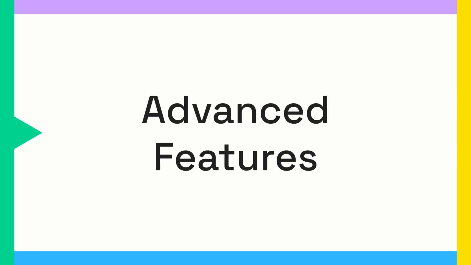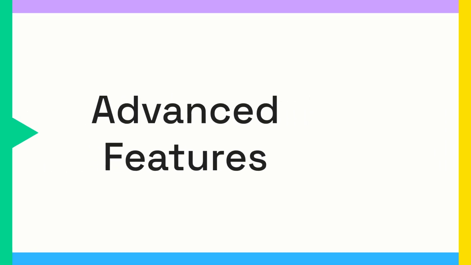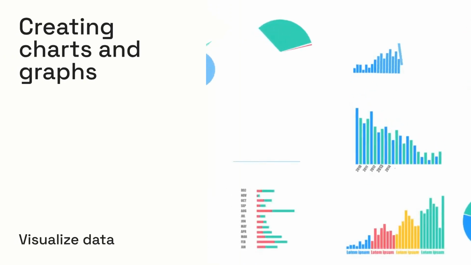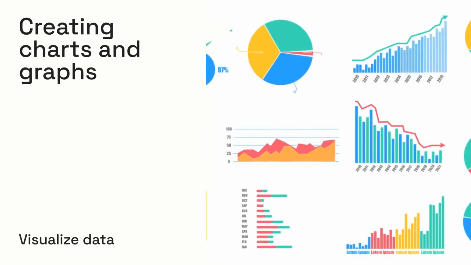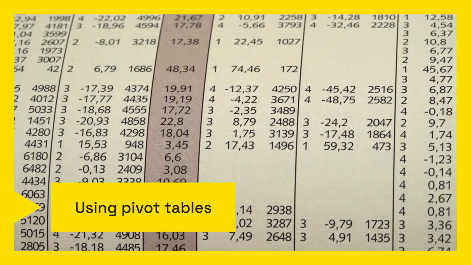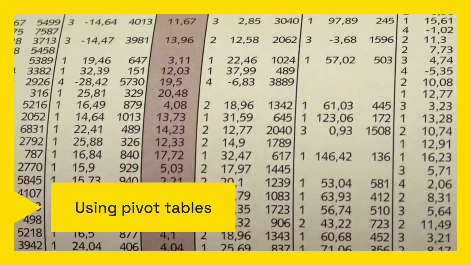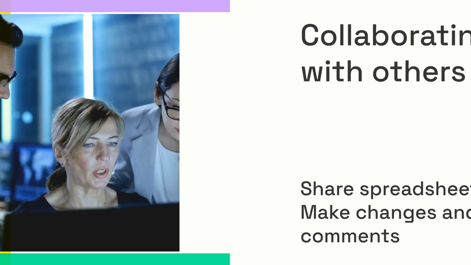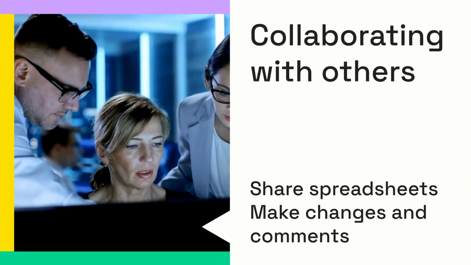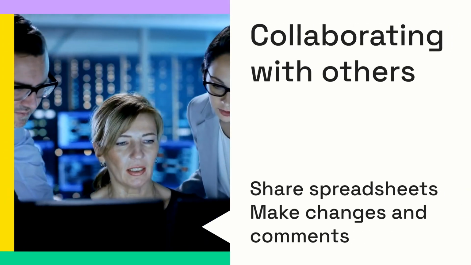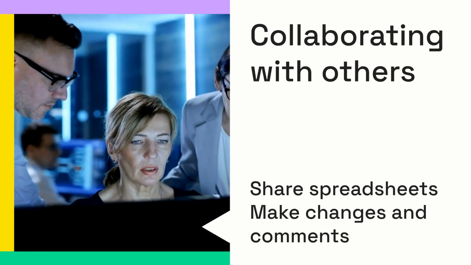Google Sheets also has a number of advanced features, such as pivot tables and charts and graphs. Charts and graphs can be used to visualize data and make it easier to understand. Pivot tables can be used to summarize and analyze data. Google Sheets allows you to collaborate with others in real time. You can share your spreadsheets with others and they can make changes and comments.